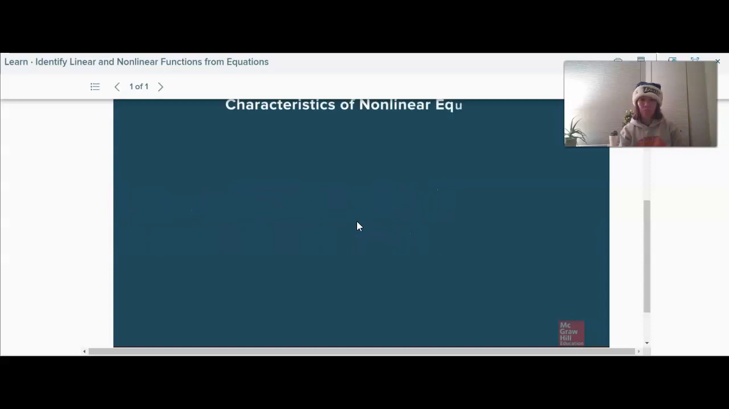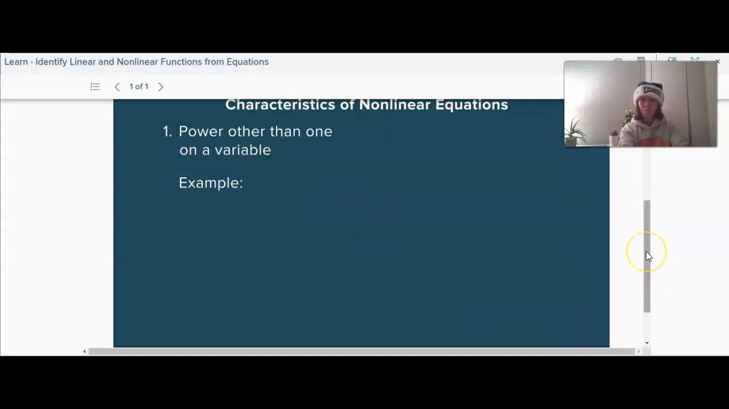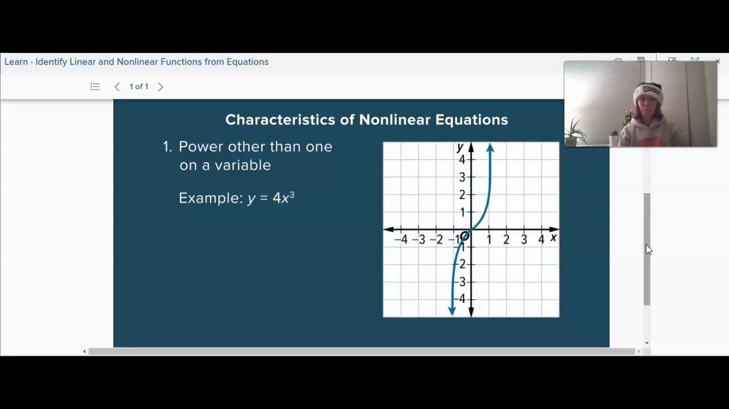There are several characteristics that can be used to identify a nonlinear equation. For instance, if the simplest form of an equation includes a variable with an exponent other than 1, then the equation is nonlinear. For example, the equation y equals x squared plus 3 is nonlinear because the variable x has an exponent of 2. A graph confirms that this equation is nonlinear. This equation, y equals 4x cubed, is also nonlinear because the variable x has an exponent of 3.